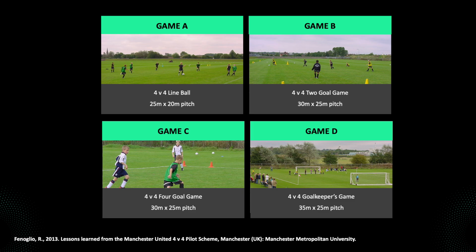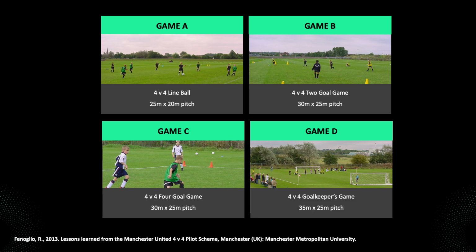I just wanted to share a real world example that really highlights the power of constraints. This is the Manchester United 4v4 pilot scheme that was researched by Rick Fenoglio in 2013. In the early 2000s, Man United Football Club recognised the problem. Their under 9 players were falling behind their European counterparts, not because of talent, but because of the environment. In England, the mandated 8v8 format meant too few touches, too much space and too little decision making.